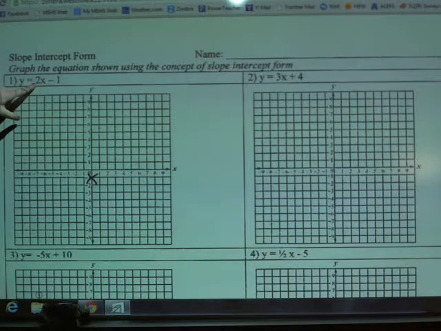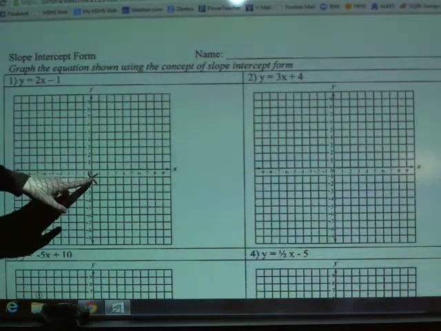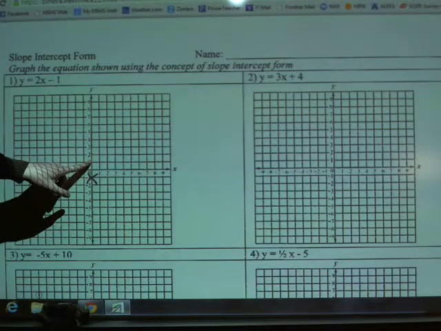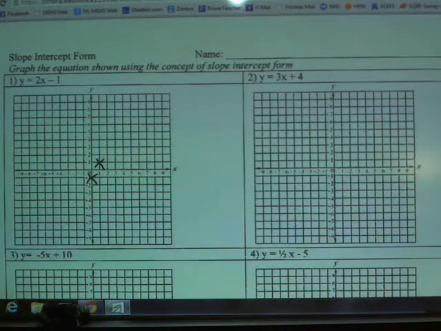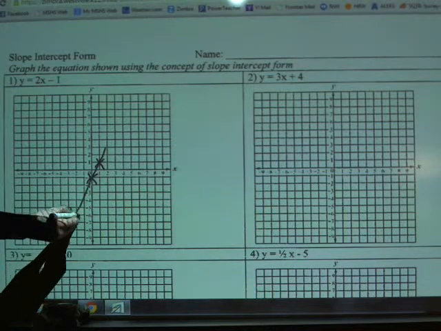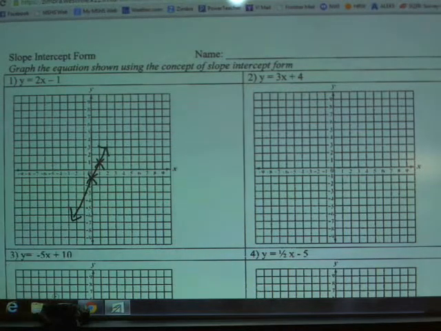Now my slope here is 2, but remember, slope always has to be a fraction. So to treat 2 fractionally, I would actually have to write 2 over 1. Well, slope of 2 over 1 means I'm going to rise 2, go up 2, and then run 1, go to the right 1. So from this point that I just made, I'm going to go 2 jumps up and 1 jump over, which lands me at the point 1, 1. I make my other point, I connect my points, and there's the graph of y equals 2x minus 1.